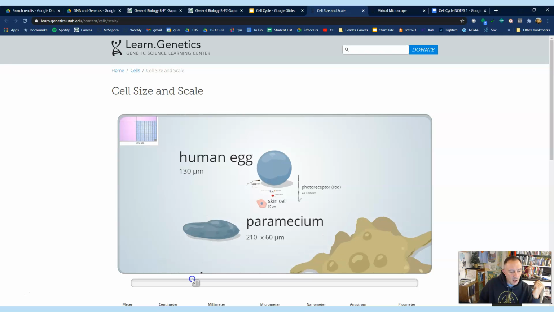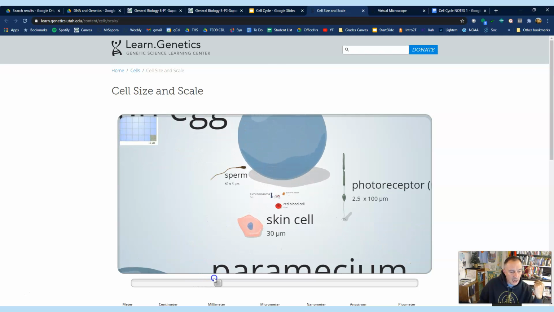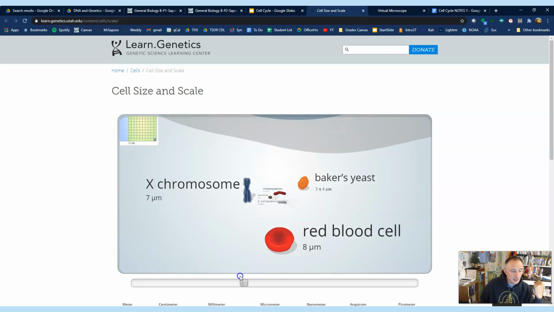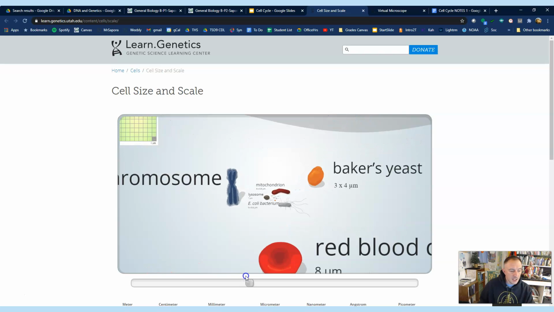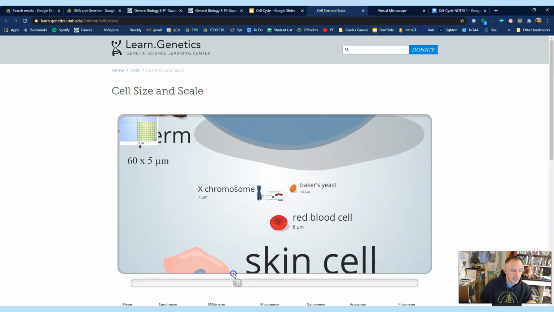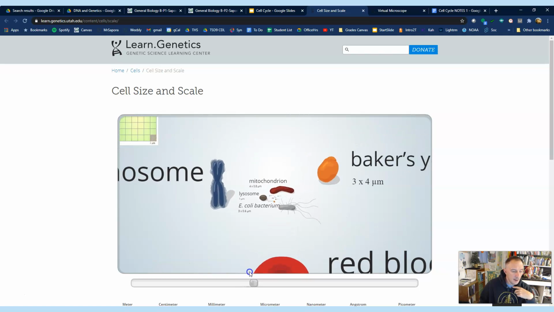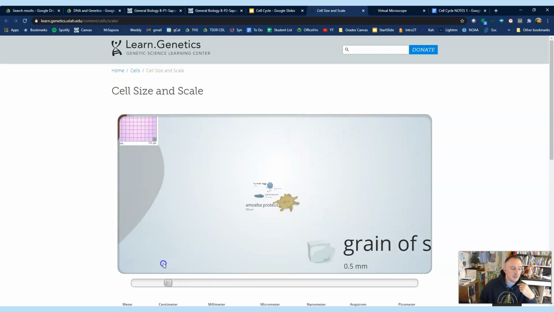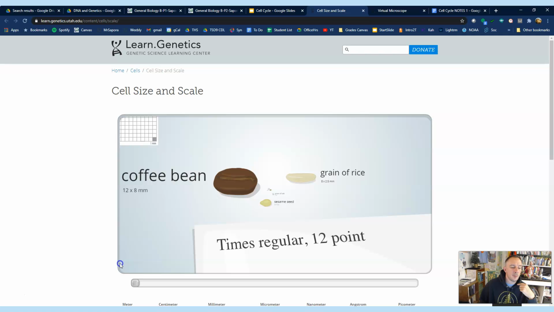Now, cells get even smaller than that, of course. Your blood cells are even tinier. And then a single chromosome right there. Now we're getting into yeast, which is a fungus, mitochondria, and then bacteria. Really super tiny. So there's E. coli as a bacteria. Mitochondria are inside your cells. 37 trillion of those make up you.